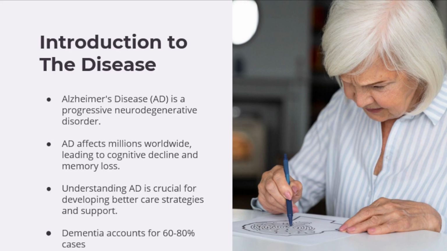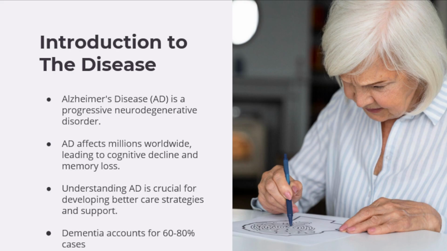So, Alzheimer's disease is often referred to as AD, and it is a progressive and debilitating neurodegenerative disorder. It primarily affects older adults and is the most common cause of dementia, accounting for 60 to 80% of cases. This disease leads to significant cognitive decline and memory loss, making daily activities increasingly challenging for those who are affected. The impact of Alzheimer's disease extends beyond the individual to their families and caregivers, creating a substantial emotional and financial burden as well.